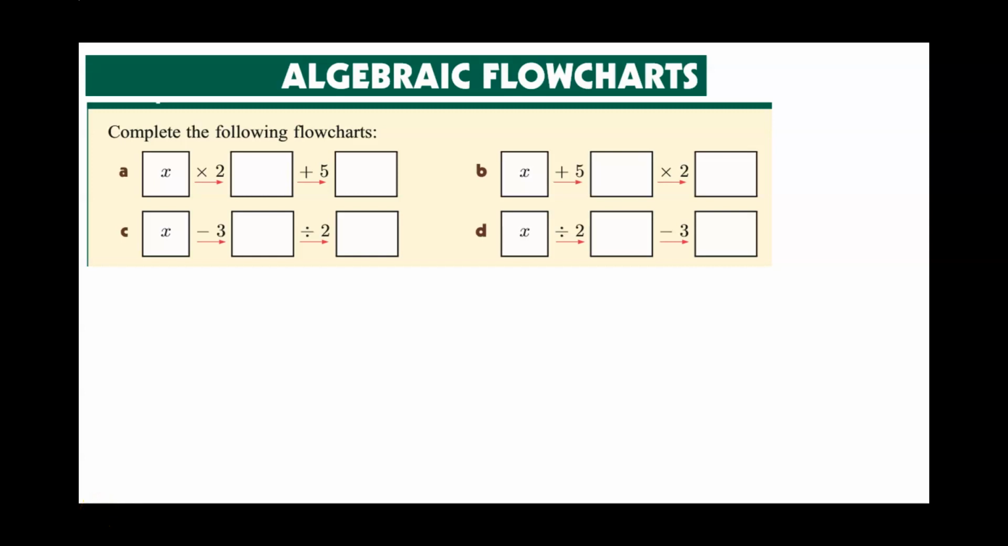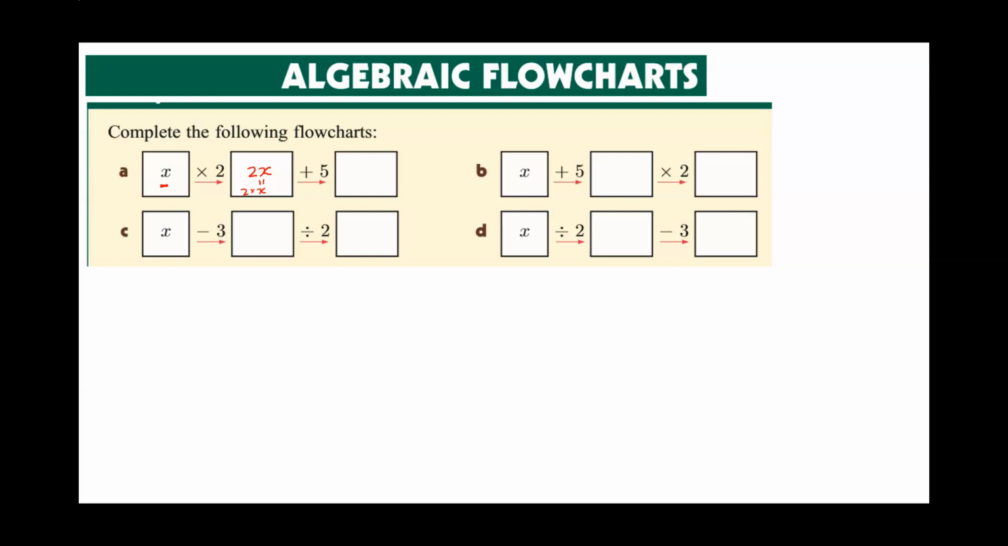Everyone, I'm introducing algebraic flowcharts to help you understand what exactly an algebraic expression is. For example, I'm just going to start by doing these questions, and then you'll get a good idea of what's going on. Complete the following flowchart. So basically, if I have an x here, and I want to times it by 2, that's x times 2. But as in previous lessons, we know that we can write this as the algebraic expression 2x, and that's equivalent to 2 times x.